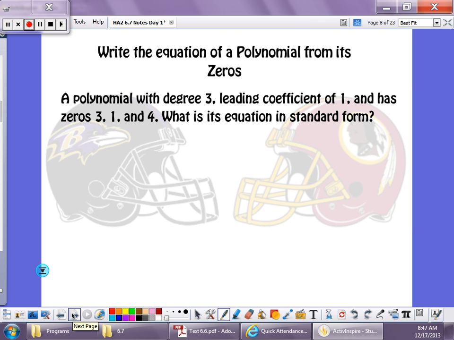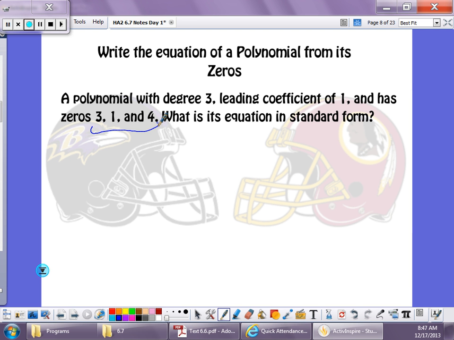All right. So now what we're going to do is go backwards. Okay? So given your zeros, put this in standard form. Remember, standard form is like ax to the 4th plus bx cubed plus cx squared, and so on and so forth. So you're told it has a polynomial of degree 3. How many zeros does it have? 3. And it tells us the leading coefficient of 1, and it gives us 3 zeros.